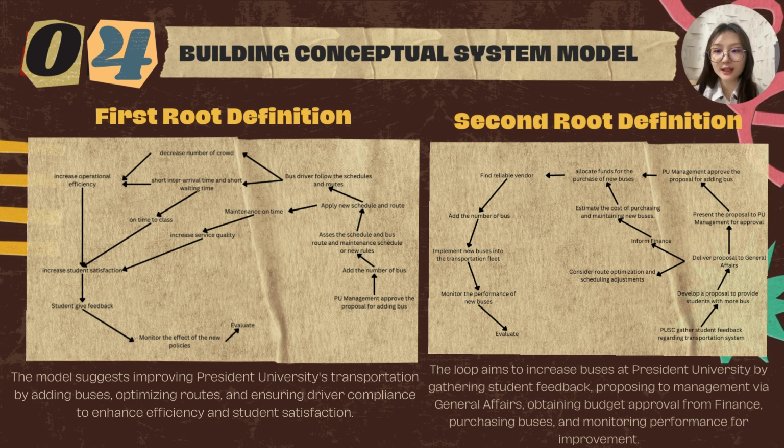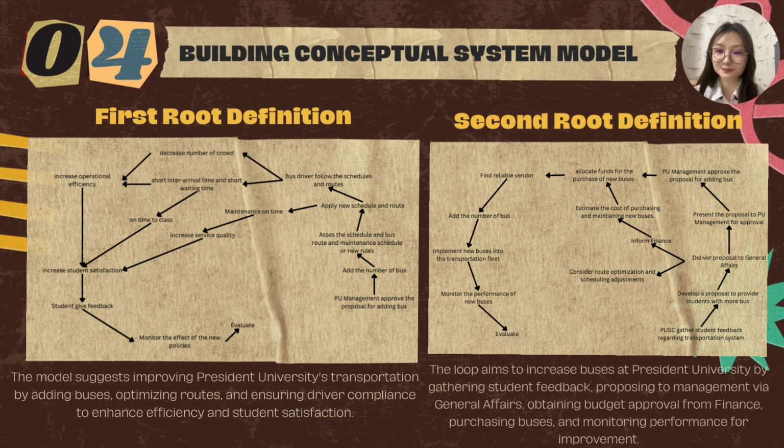So it begins by acknowledging the importance of student feedback in shaping the proposal for additional buses, highlighting a student-centered approach to transportation planning. Once the proposal is formulated, it undergoes a series of evaluations and approvals involving various departments within the university. The General Affairs Department serves as a crucial intermediary between student representatives and university management.